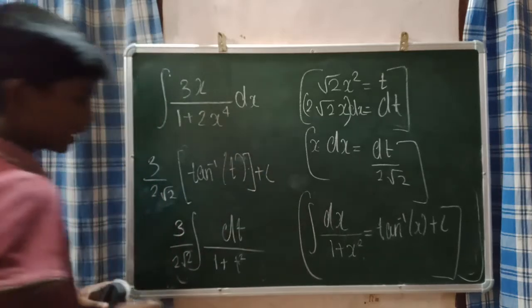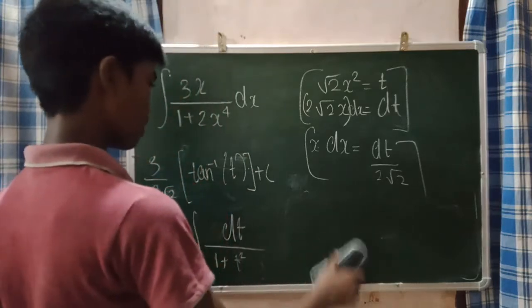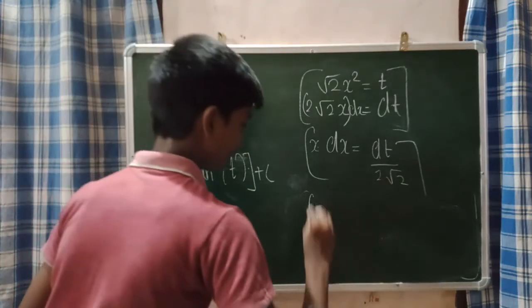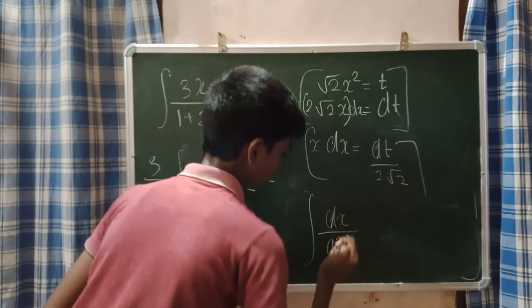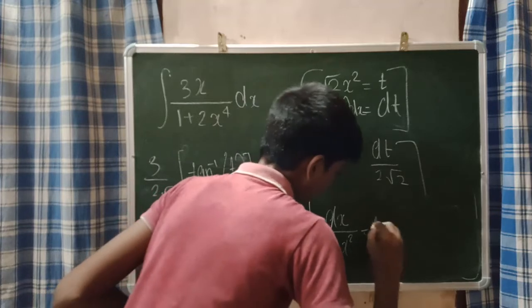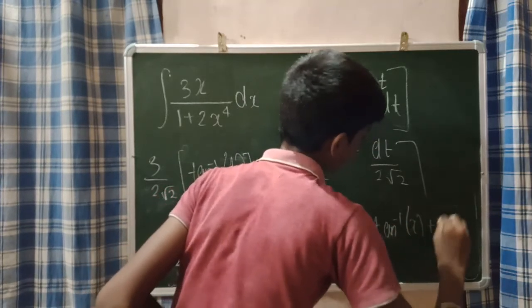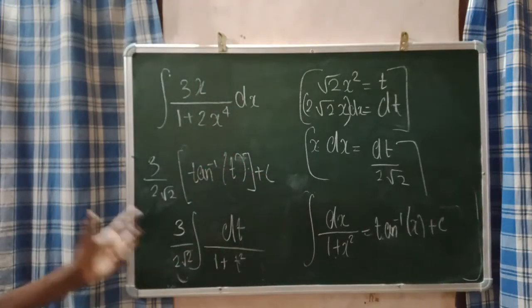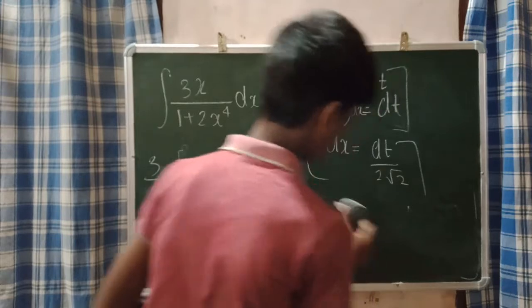Guys, I forgot to tell one thing. I wrote it wrongly. The integral of dx divided by 1 plus x square is equal to tan inverse of x plus some constant. Sorry, I was having the mindset on this problem. It is tan inverse of x plus some constant. Okay, don't forget.